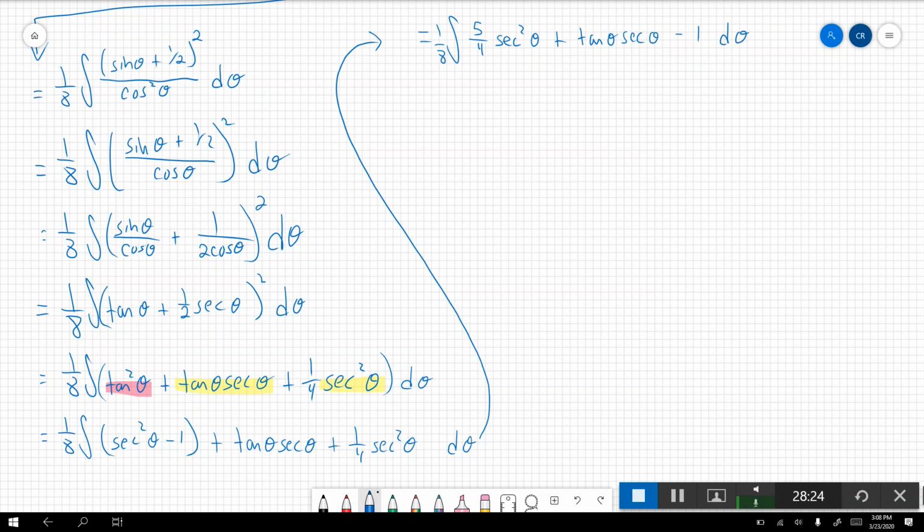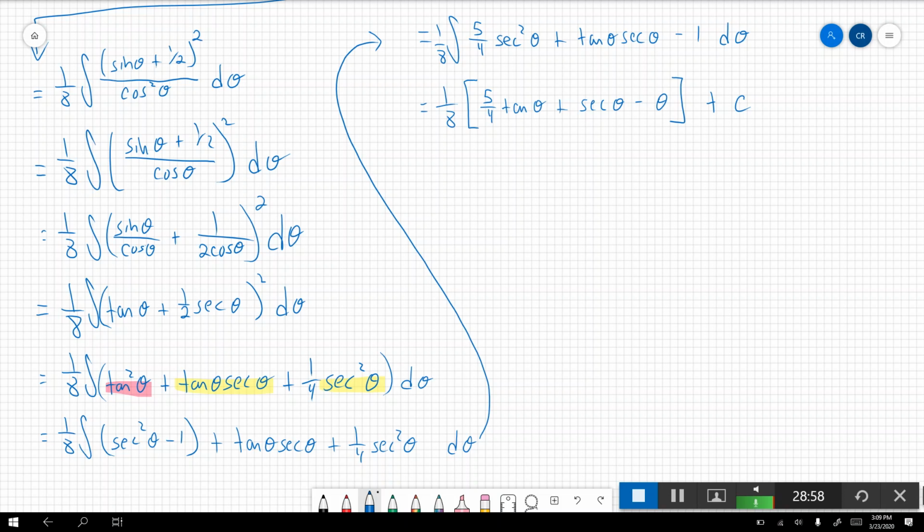Now all we have to do is integrate term by term. And because we already know these antiderivatives, we don't need to go through and play around with substitutions or anything like that. So, what's the antiderivative for secant squared? That's just tangent of theta. What's the antiderivative for tangent secant theta? That's just secant theta. What's the antiderivative for 1 with respect to theta? That's just theta. You guessed it. So now we're here. Awesome. And again, this is where we want to be.